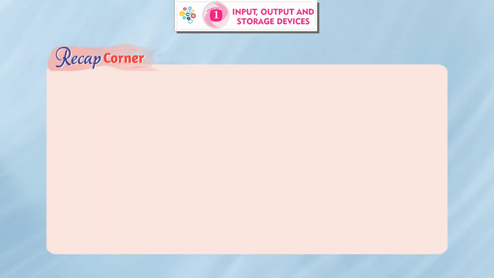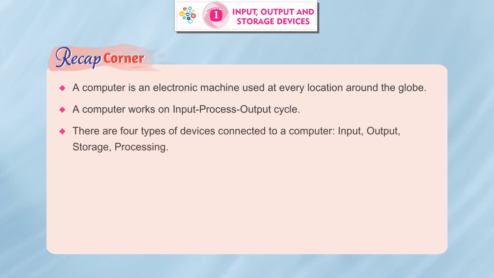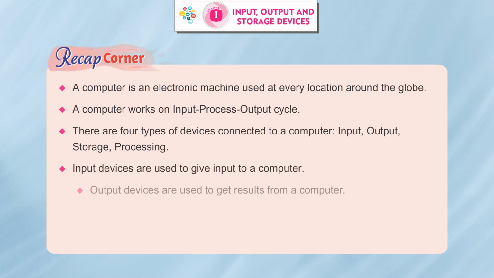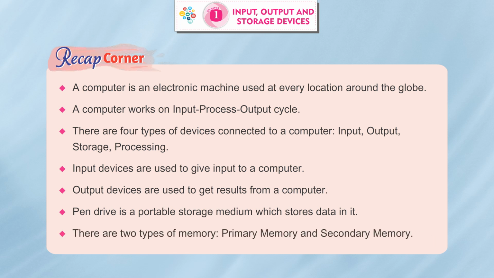Recap Corner. A computer is an electronic machine used at every location around the globe. A computer works on the input-process-output cycle. There are 4 types of devices connected to a computer: input, output, storage, processing. Input devices are used to give input to a computer. Output devices are used to get results from a computer. Pen drive is a portable storage medium which stores data in it. There are 2 types of memory: primary memory and secondary memory.